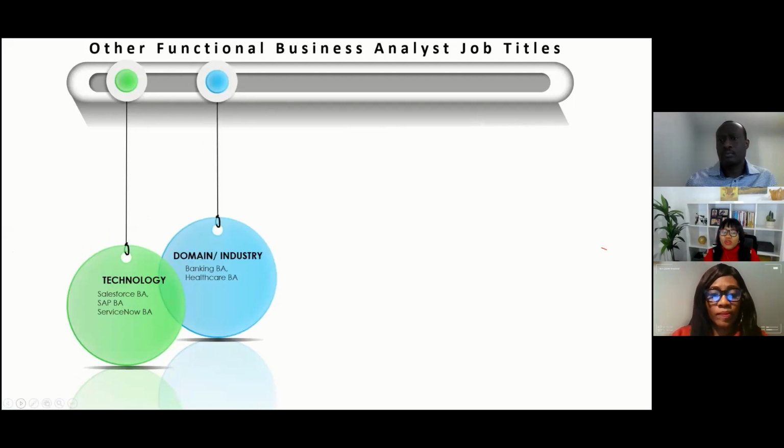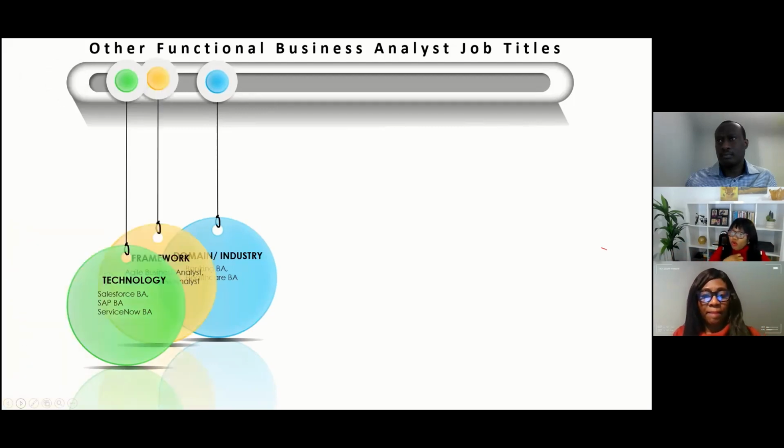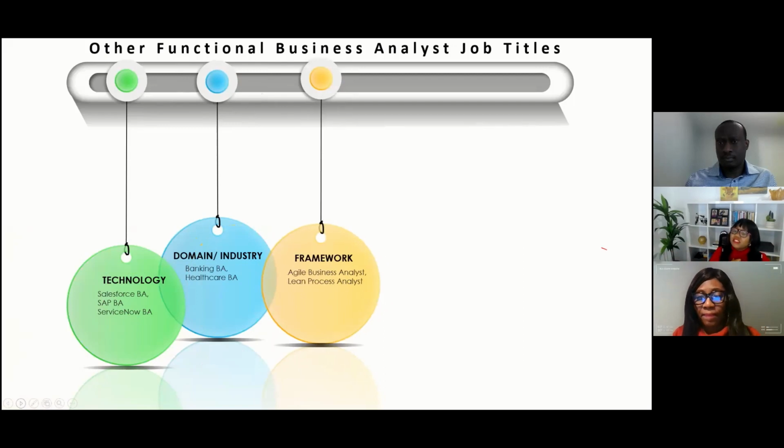You also have BAs working in domains, in industries. So we've said this before: the financial industry, healthcare, manufacturing. I've practiced business analysis in the manufacturing industry, in retail. I've done the financial industry. I've done the oil and gas industry. Like I mentioned, business analysis is practiced everywhere.